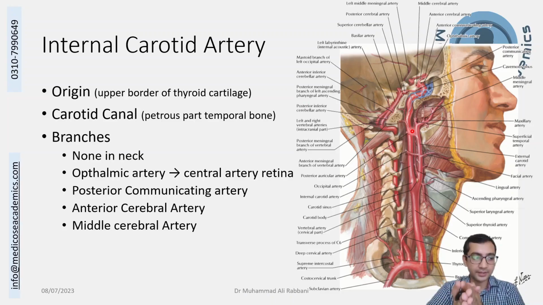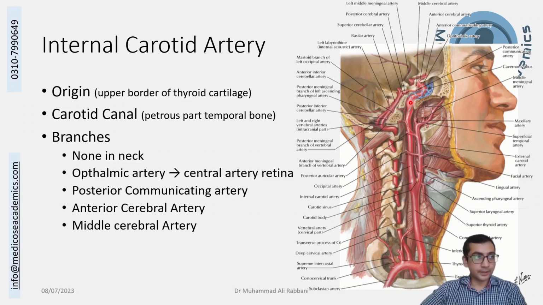But as soon as it bifurcates, the external carotid artery goes out of the carotid sheath, but common carotid artery continues. Common carotid artery continues all the way up in the carotid sheath and it enters the carotid canal on the base of the skull that we saw in the first lecture of the head and neck.